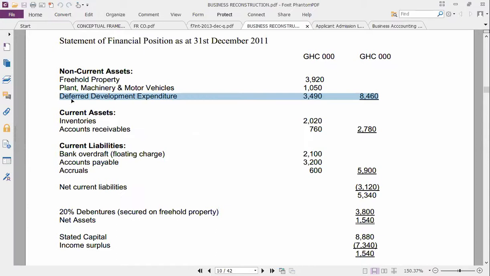Then instead, write a new plant. How much is the new plant? 3,900. So you bring new plant, 3,900. You put that one in. You sum it up. You push the answer here. Then you go to current asset. Inventory. Take the going concern value, which is still the same as 2020. Then account receivable. Pick the going concern value, which is what?